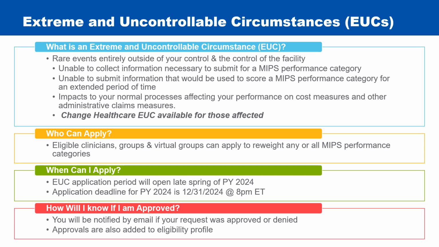The EUC application window is currently open. You do have until December 31st at 8 p.m. to apply for an EUC for performance year 2024. You will receive a notification by email if your request has been approved or denied. Again, if you do submit an EUC, you would want to put that as a part of your clinical documentation for your attestation.